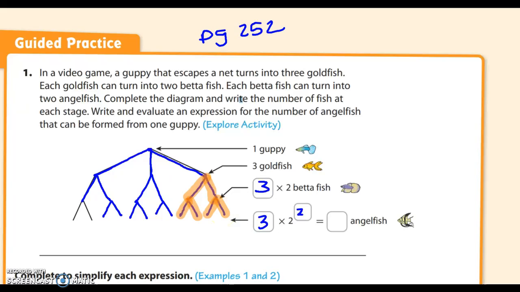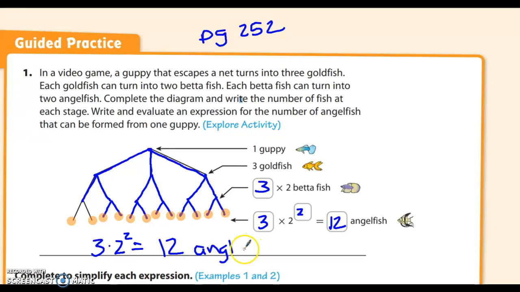So how many is that? Well, let's just count. In fact, I think I'm going to undo those oranges, and I'm going to put an orange dot at the bottom. 1, 2, 3, 4, 5, 6, 7, 8, 9, 10, 11, 12. And that should make sense because this right here, 2 to the second power, that's 4, and 4 times 3 is 12, and it's 12 angelfish. This right here would look like this: 3 times 2 squared is 12 angelfish.